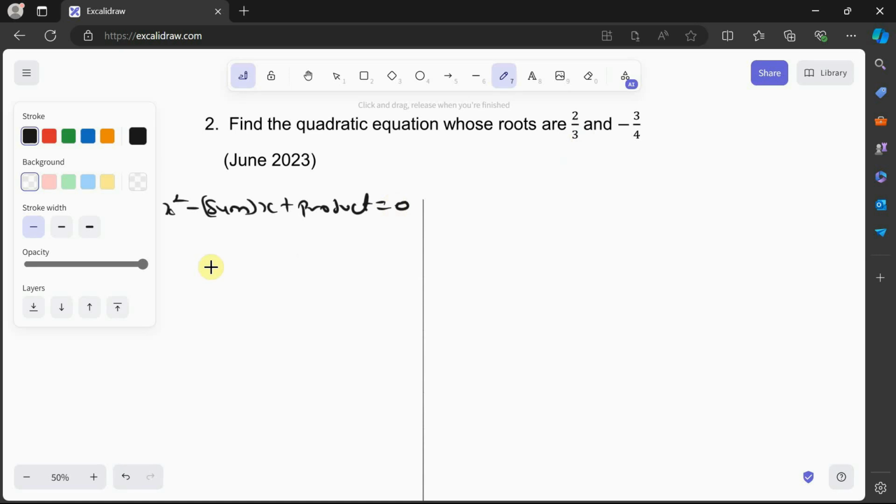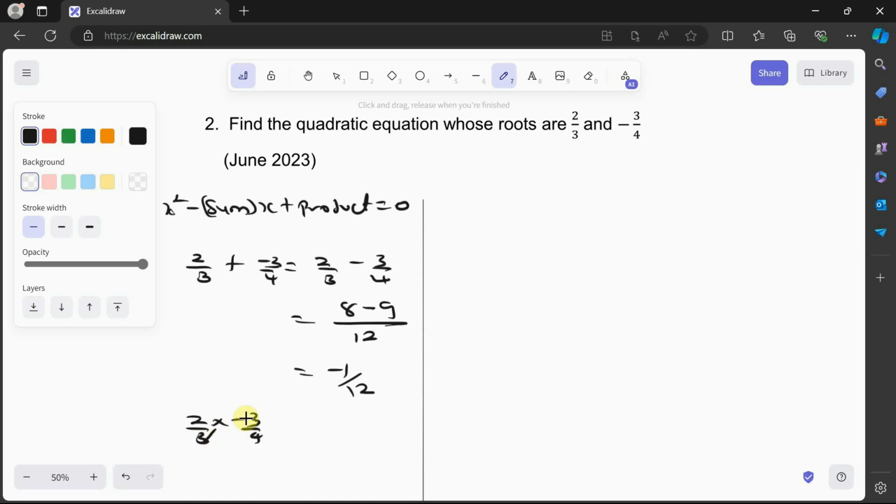So the sum of the roots, we have 2 over 3 plus minus 3 over 4. Right, this is like saying 2 over 3 minus 3 over 4. So if I wanted to solve that, I'll say all over 12, because 12 is the multiple. So 12 in 3 is 4, 4 times 2 is 8, minus 12 in 4 is 3, 3 times 3 is 9. So this is like saying minus 1 over 12. Same thing to the product. So that will be 2 over 3 times minus 3 over 4. 3 will cancel 3. This will be 1, 2 here 1, 2 here 2. This is like saying minus 1 all over 2.